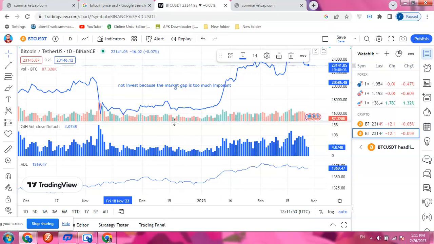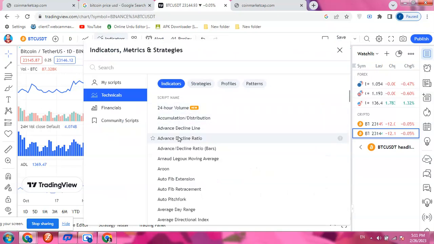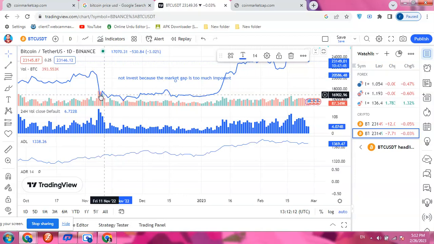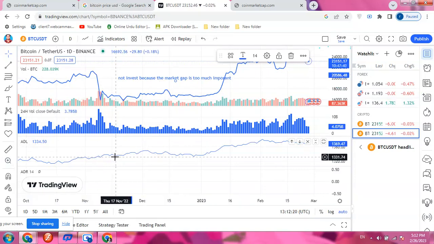Okay, this is a time-consuming problem, but we check another indicator: average day range. This indicator is very important. Average day range. This is average volume.